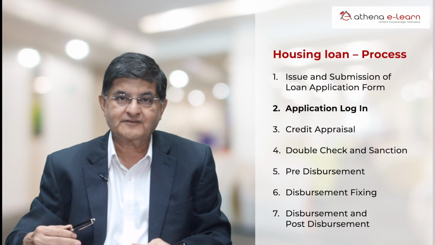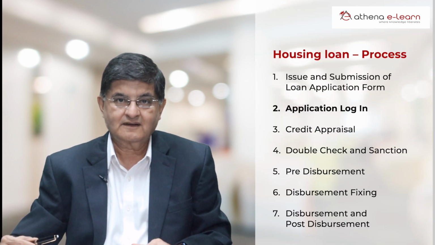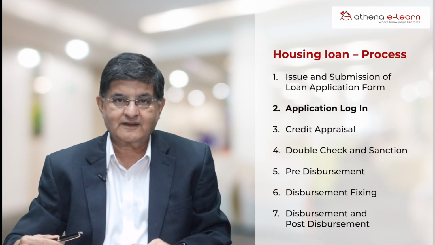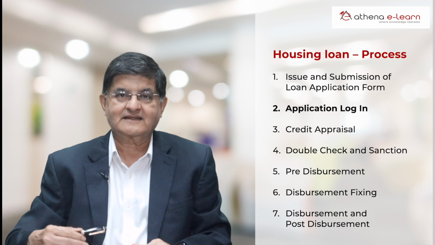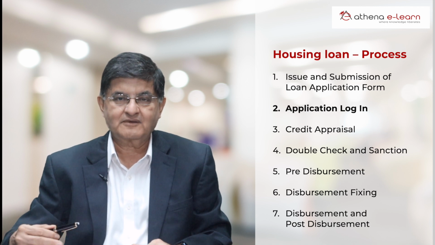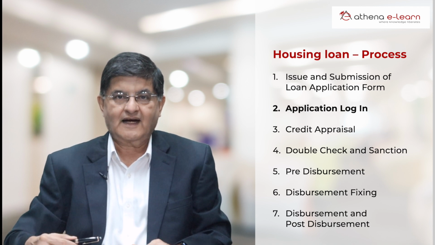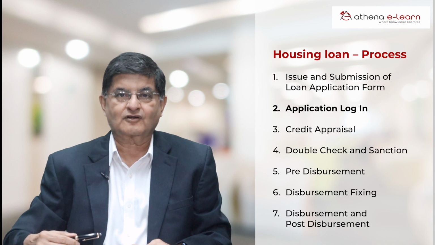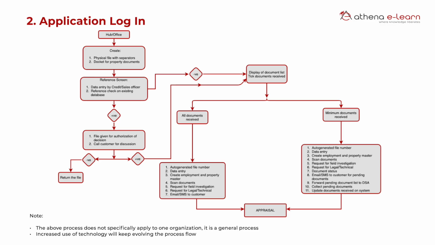We'll now move to internal processing, and the first step of that is the file login. Now it sounds very exotic, but basically it is making the data entry, confirming availability of documents, and then identifying it with a file number or a unique identifying number. Today the file login is done on the system. So there is a data entry operating team which actually enters all the data which is submitted in the loan application form into a system.